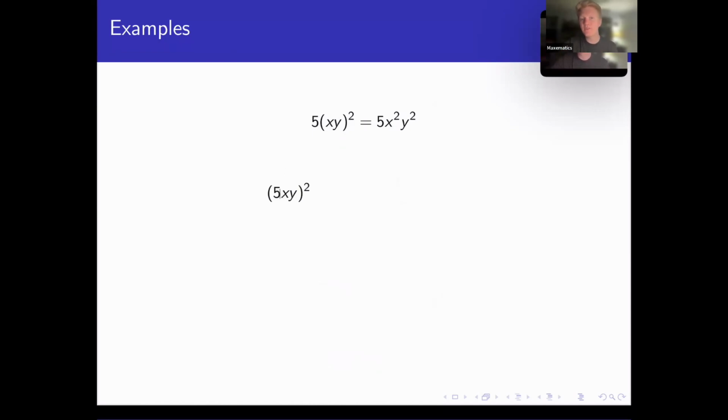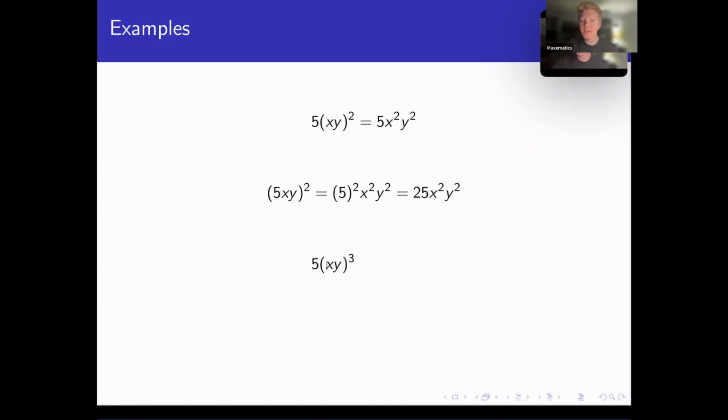But if we include that 5, well, this is now 5 times x times y. Well, all three of these things are being multiplied together. So when we distribute the 2, all three things get that 2. The only difference is x squared, y squared, we can't do anything with, but 5 squared we know is 25.